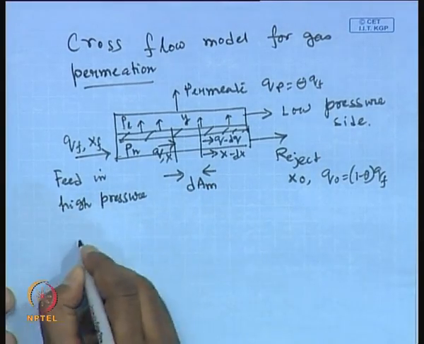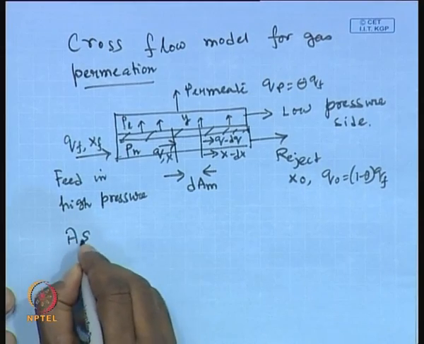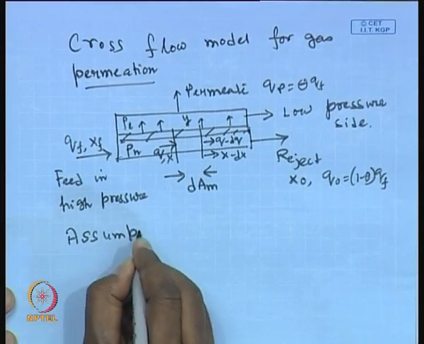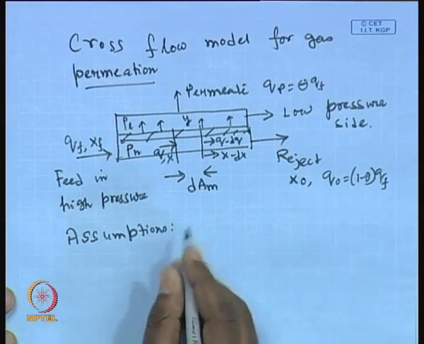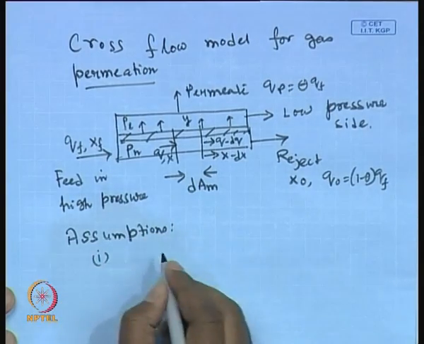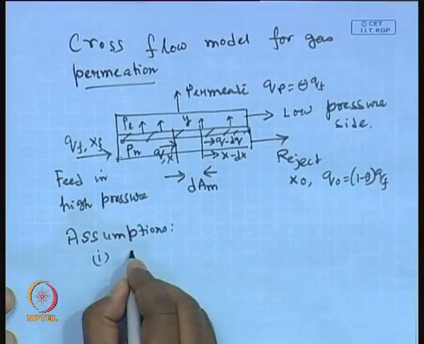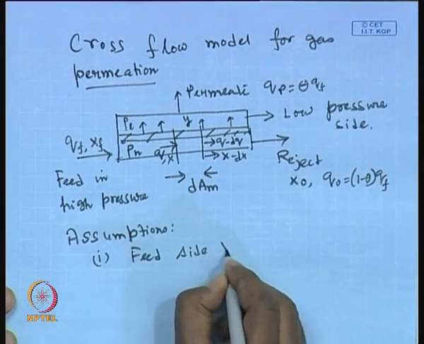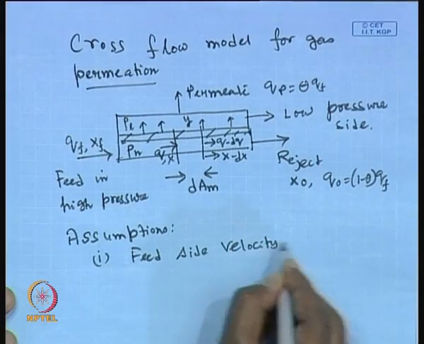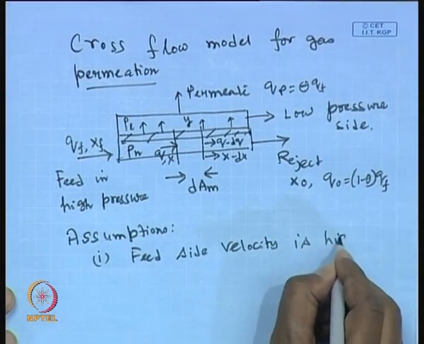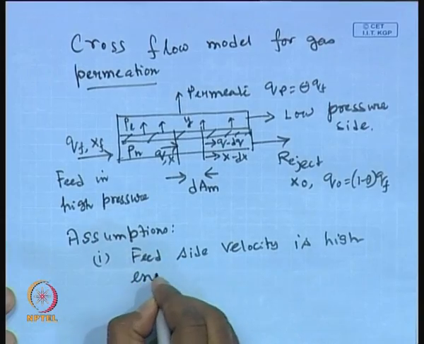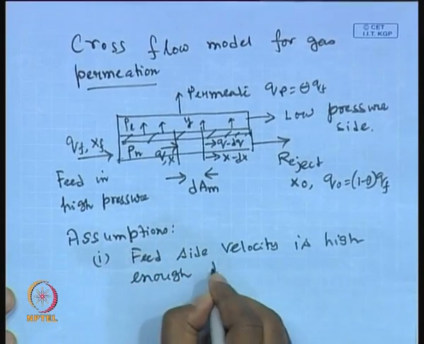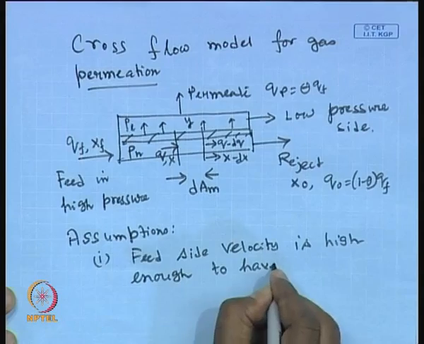Now, what are we assuming? Let us list down the assumptions. Assumptions are: number 1, the feed side velocity is high enough to have a plug flow.